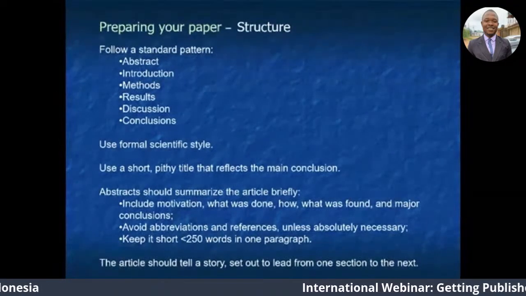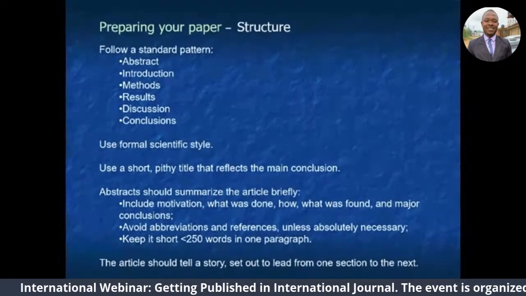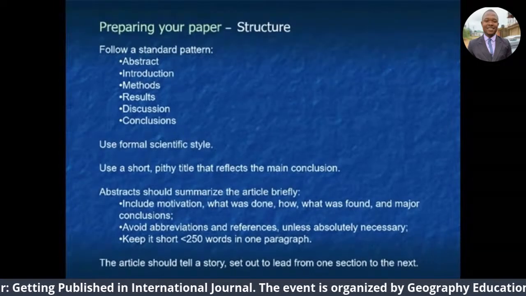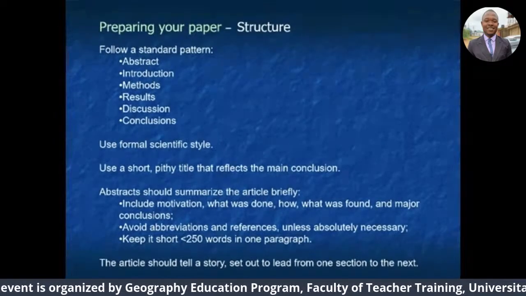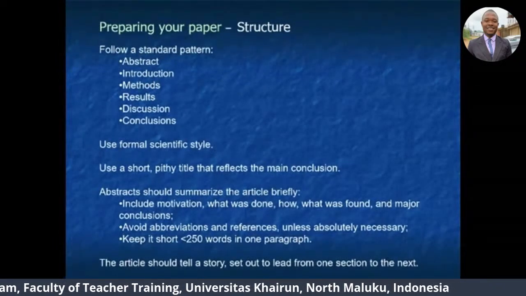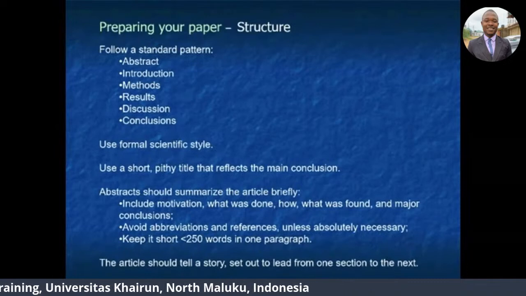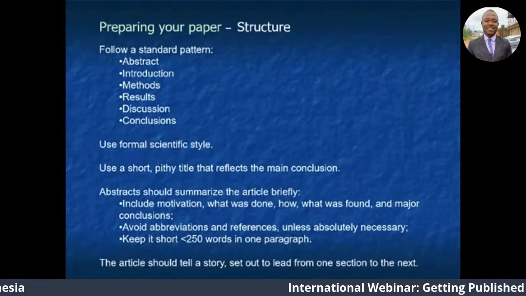So your abstract must be concise. A standard abstract in most journals should not be more than 250 words, okay? And the abstract must contain a brief introduction, the method which you're using to carry out the research, the results, and the conclusion. Those are the key elements of an abstract.